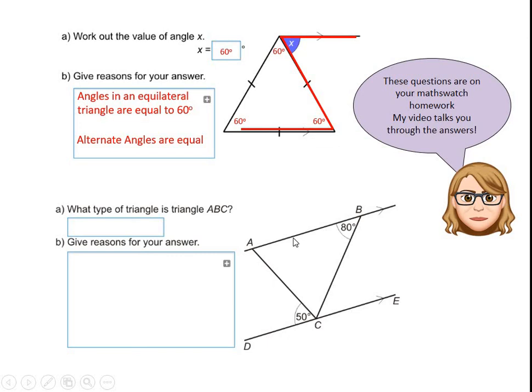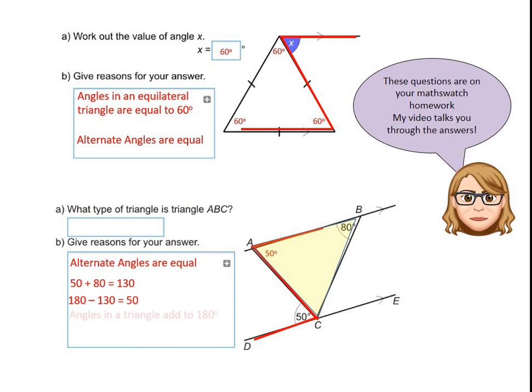find another alternate angle. I can see a Z shape here, which means that the angle here at A is also 50 degrees because alternate angles are equal. If I then add 50 and 80 together, I'm looking at angles inside a triangle. I can see that those two angles equal 130 degrees. So by taking that away from 180, I can see that the other angle at the bottom is 50.